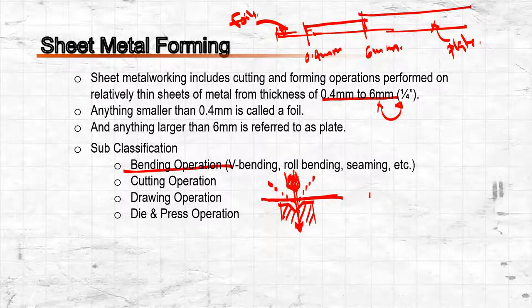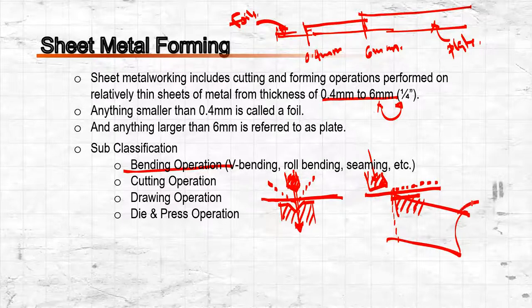Okay, so that's V bending. Another type of bending is, let's say this is the sheet metal, and we have this punch right here. The final shape would be something like this, so it will just bend 90 degrees.